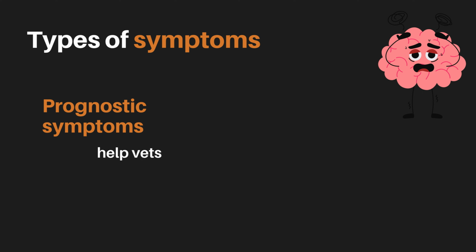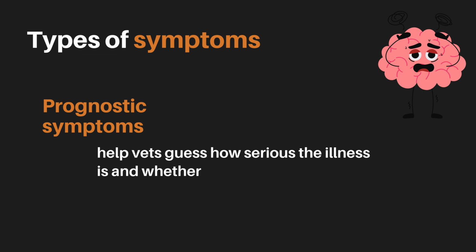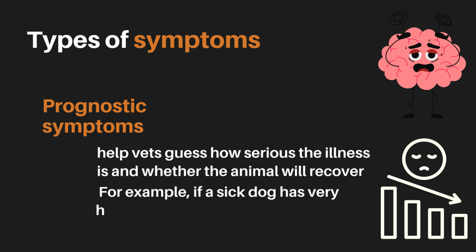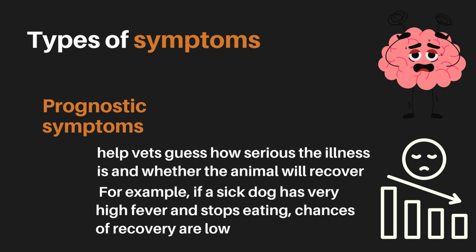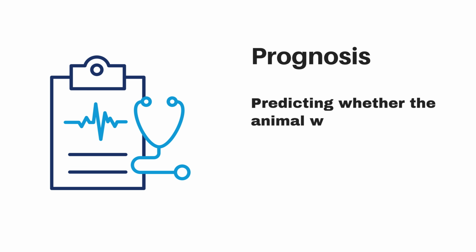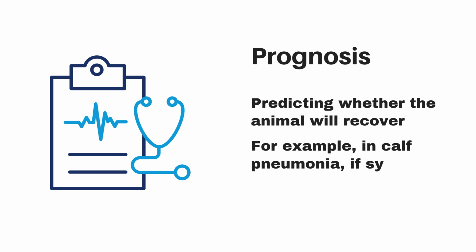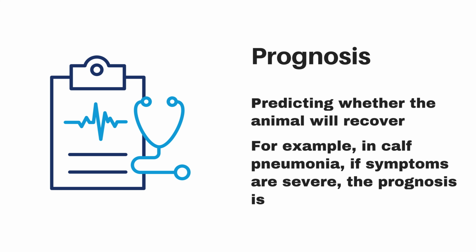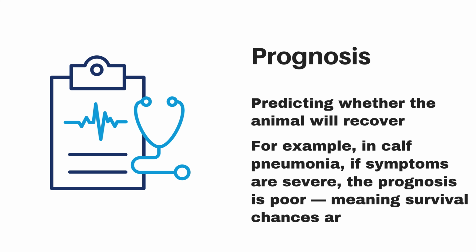Prognostic symptoms help vets guess how serious the illness is and whether the animal will recover. For example, if a sick dog has very high fever and stops eating, it might be a sign that the chances of recovery are low. Prognosis means predicting whether the animal will recover. For example, in calf pneumonia, if symptoms are severe, the prognosis is poor, meaning survival chances are low.